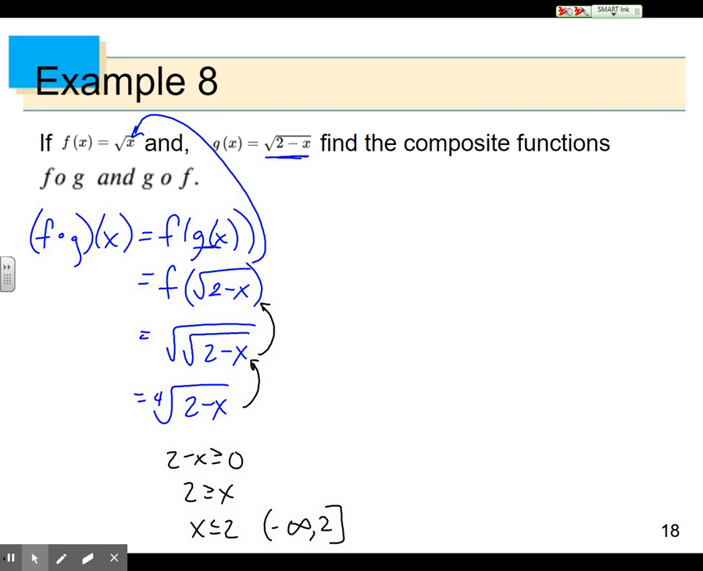Okay. So let's try g of f of x. You give it a shot. You try the domain on it, and then we'll see if we get the same answer. So go ahead and hit pause.